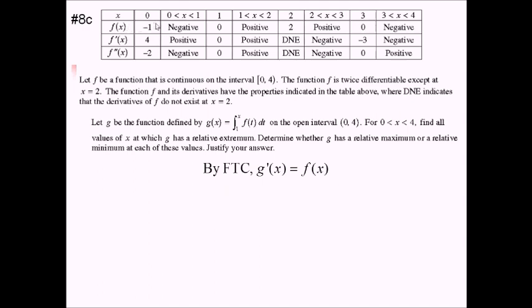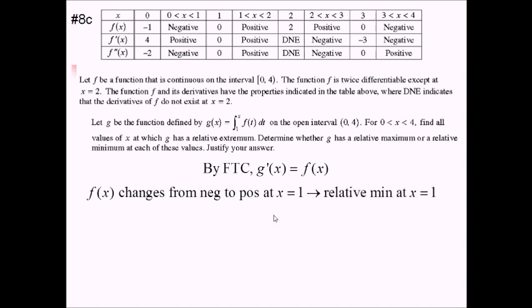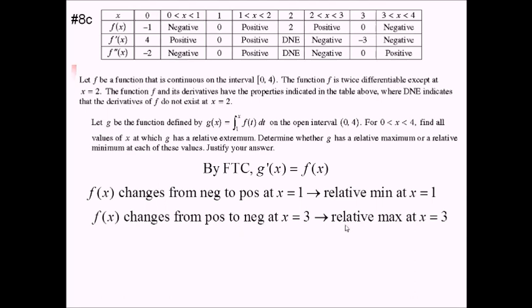We move over here to x equals 1. So if we look here, we see that f is changing from negative to positive at x equals 1. That means that g is going to have a relative min there since you're going from negative to positive. And now if we keep looking in the f row here, we see that f equals 0 at the x value 3, where we are changing from positive to negative. That means that we're going to have a relative max at x equals 3 for the g function.